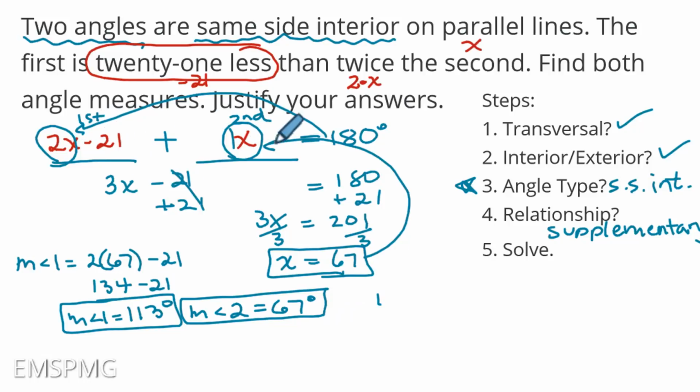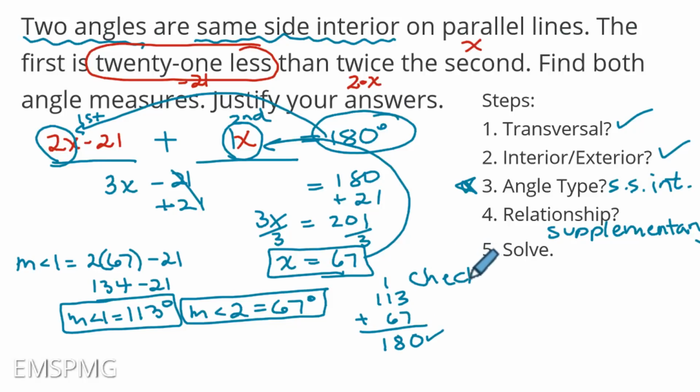A good check to make sure that I'm correct: we said in the beginning the first angle plus the second angle has to equal 180. If I add these two values up, do I get that number I'm trying to make? This is 180. Perfect. This is my check right here. I did everything correct, so I'm good to go.